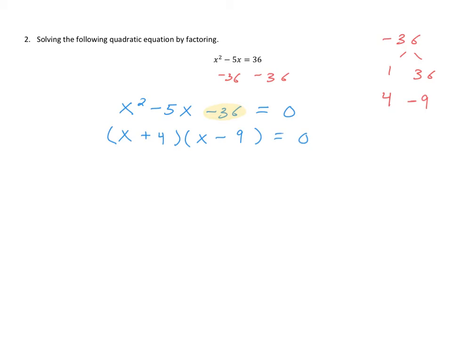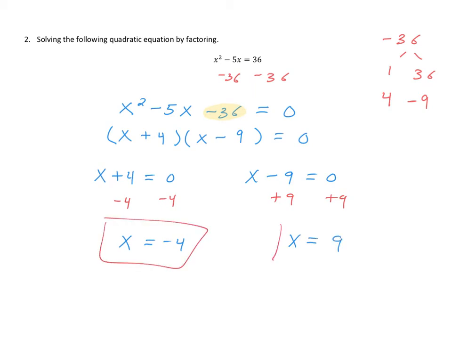This is it. I can now take each linear factor, one is x plus 4, the other is x minus 9, and set those equal to 0. And where they're equal to 0 are solutions to the original equation. So in this one, I'll subtract 4 from both sides, and that gives me the solution x is equal to -4. And in the other equation, I'll add 9 to both sides, and that gives me the solution x is equal to +9. So there are two solutions to this equation, and here they are.